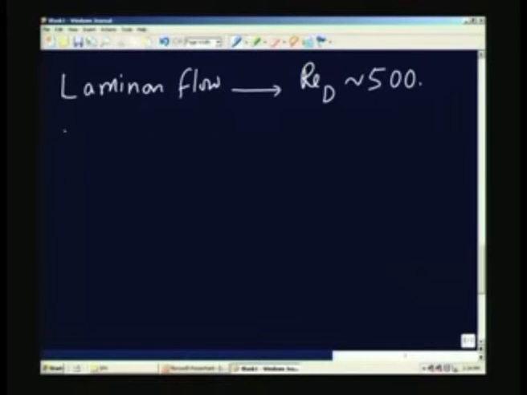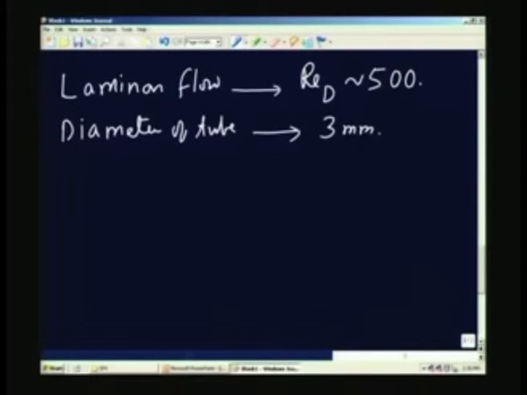And let me also take a diameter of the tube, which is the inner diameter of the tube, as a suitable value. In this case, I am going to take a 3 millimeter inner diameter tube. 3 millimeter is not a capillary in the strict sense of the term, but it is a small diameter tube. In fact, if you want, you can take even smaller tubes. For example, with gases you may be able to take much smaller tubes to make the measurement.